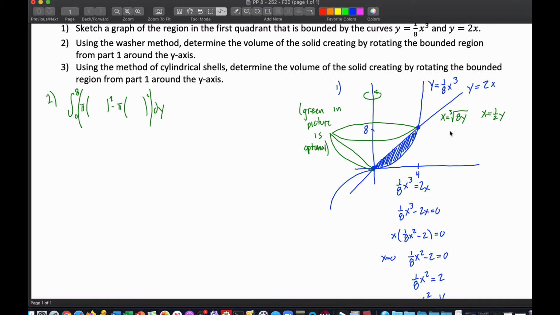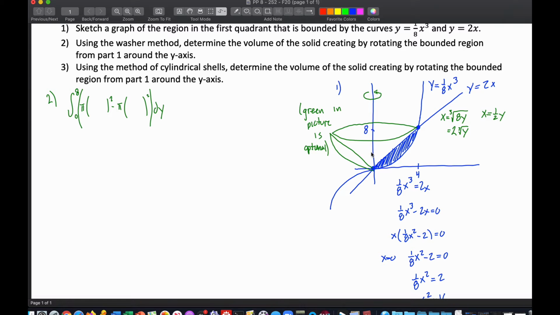You could leave this one in this form, but I think it'll make your life a little bit easier if you recognize that this is the cube root of 8 times the cube root of y, and the cube root of 8 is just 2. So I get that x is equal to 2 times the cube root of y. You don't have to do that in this step, I just think it'll make the calculus a little bit easier.